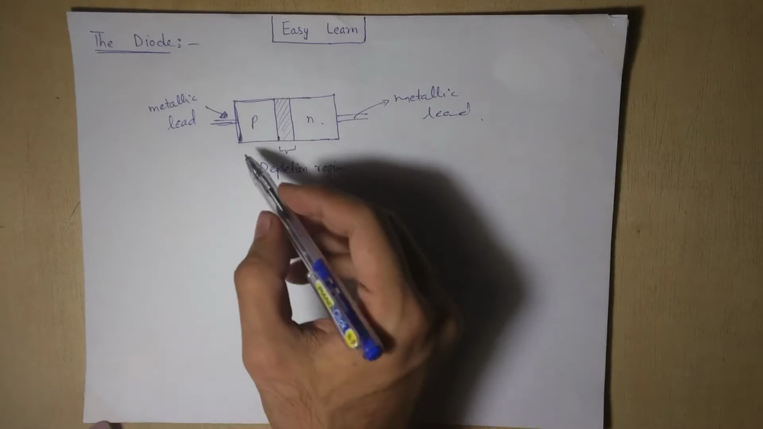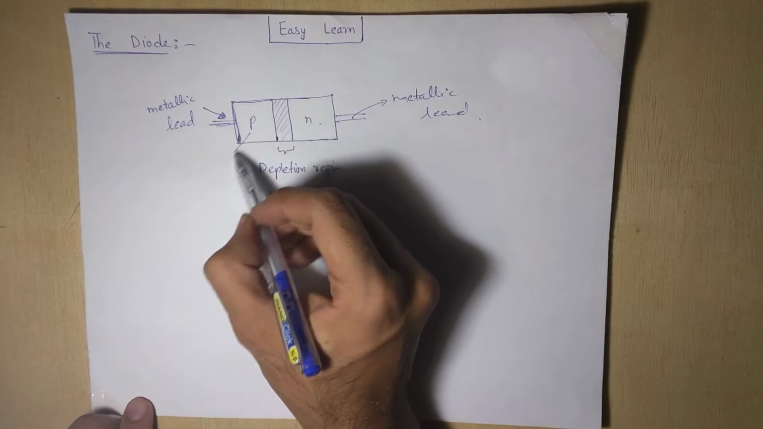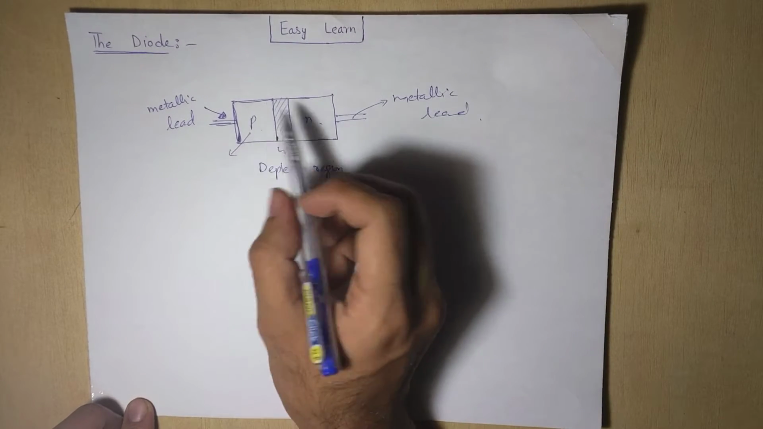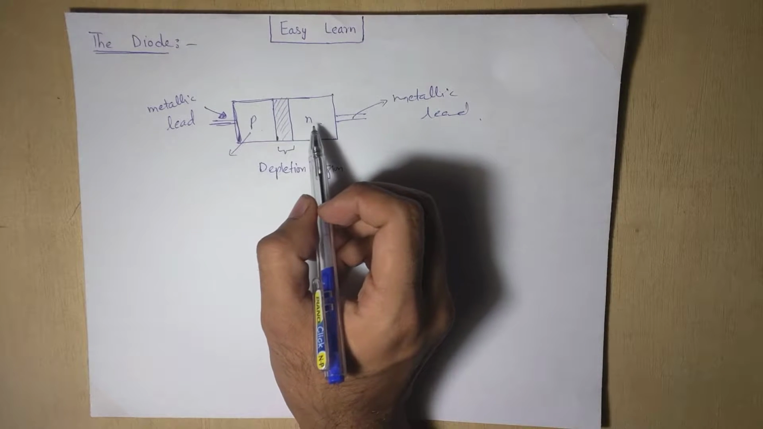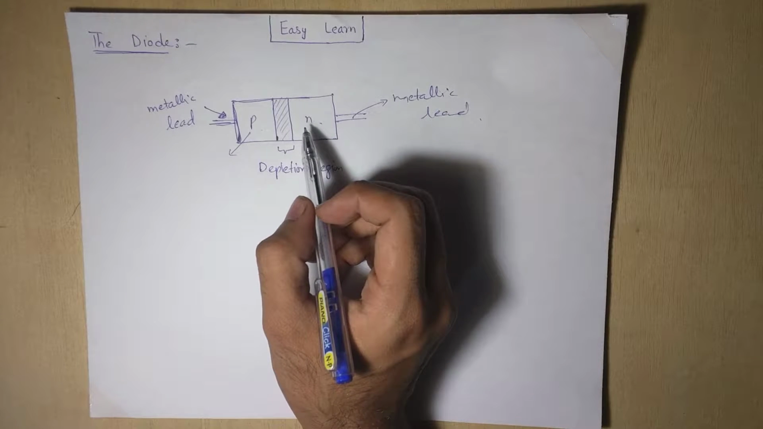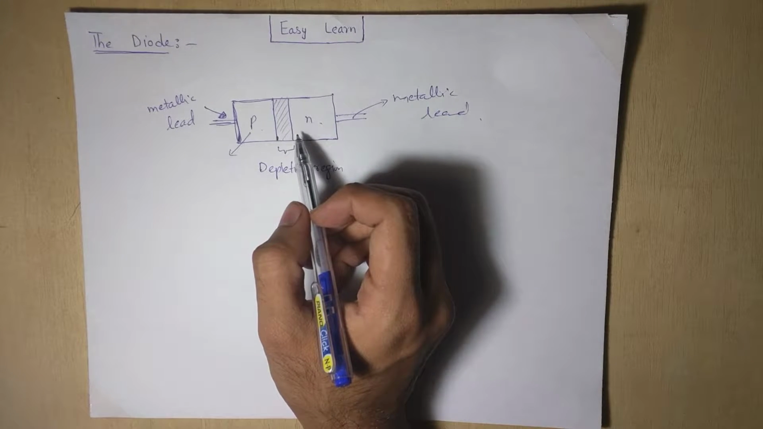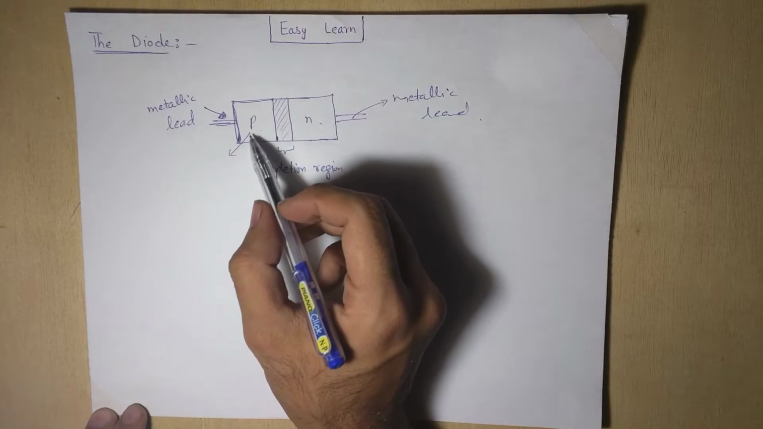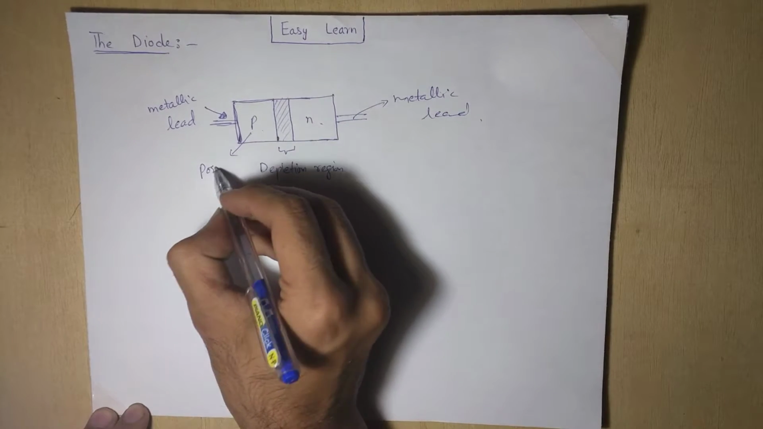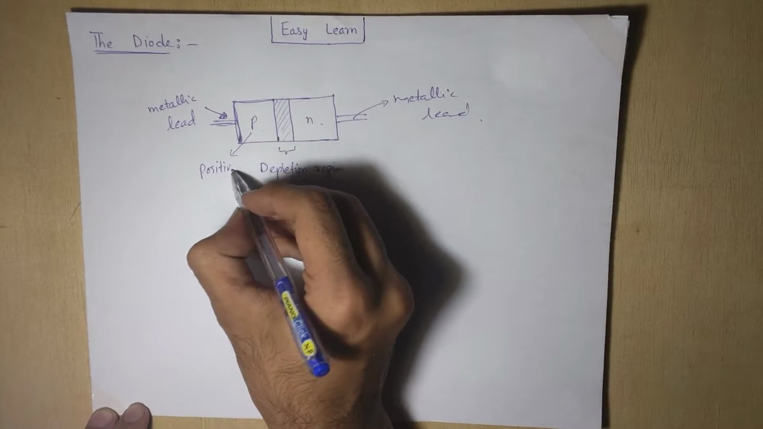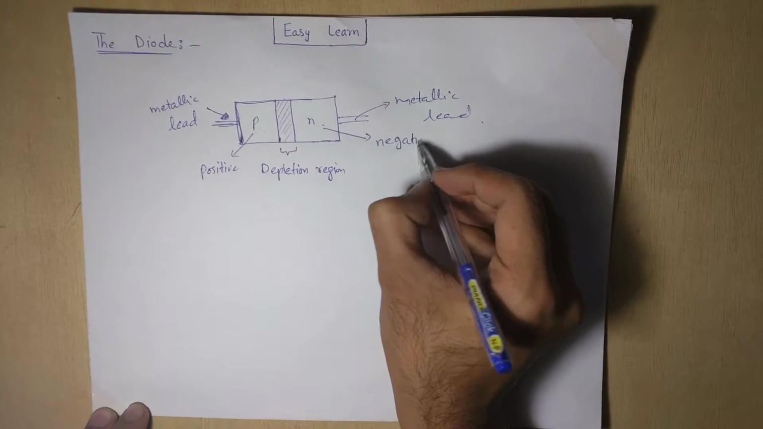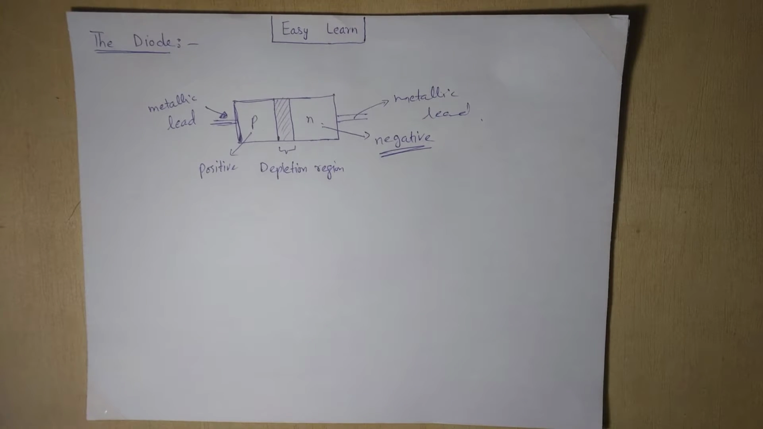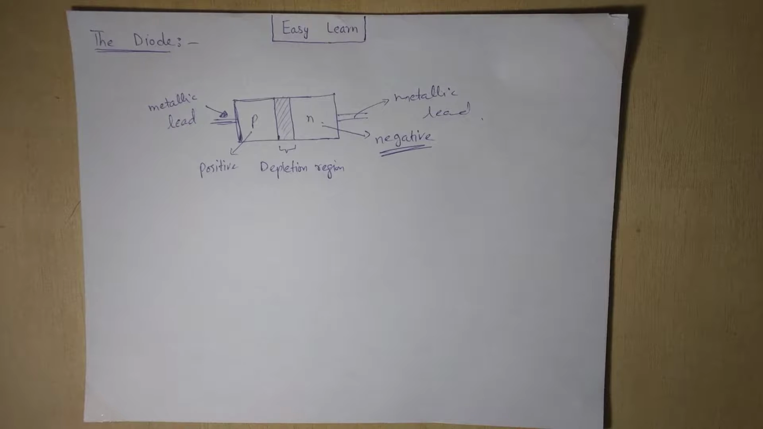I told in the previous videos how to remember easily the P type and N type. If there is confusion whether this is positive or negative, there is a very easy way to understand this. P stands for positive and N stands for negative. Very easy to learn.